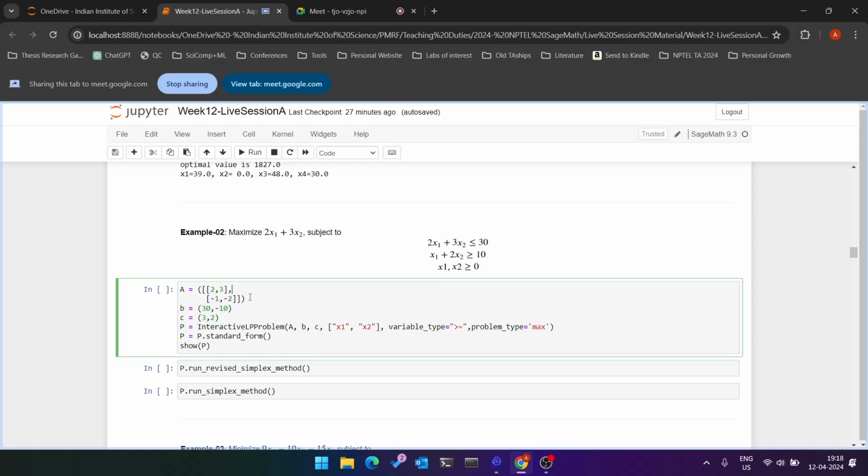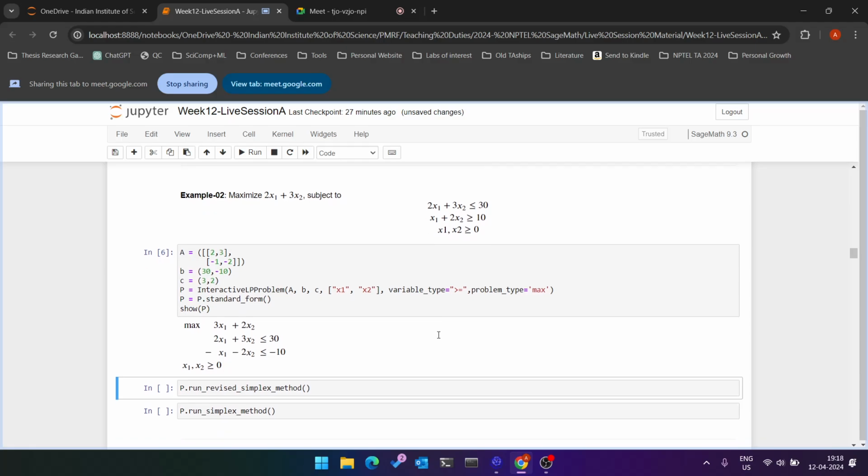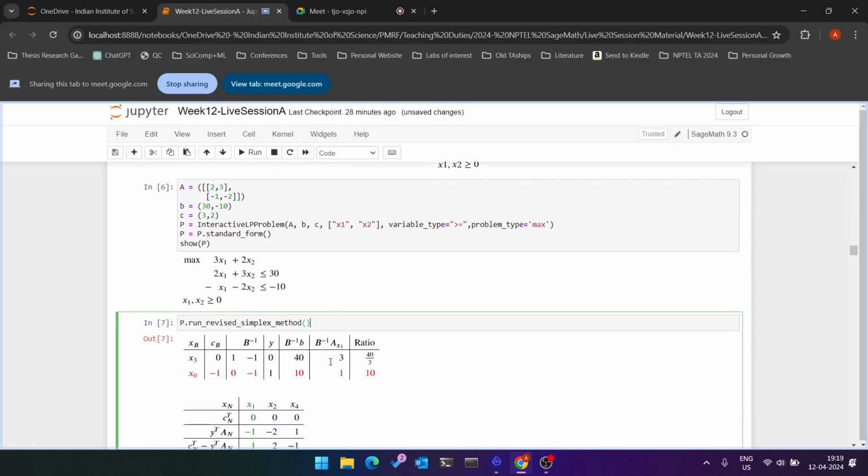We first write down our constraint matrix A, right hand side of the constraint B, and coefficient for the objective function C. We next define an interactive LPP problem and write it down in its standard form. So this is how it looks like. Okay, so I've already taken care of the second equation, multiplied it by -1 so that everything becomes in this form. Run the revised simplex algorithm.